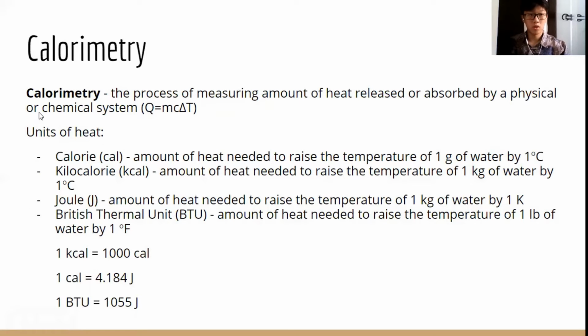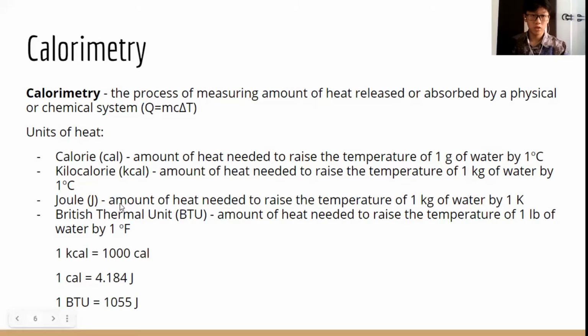Calorimetry. Calorimetry is the process of measuring the amount of heat released and absorbed by a physical or chemical system. The formula is Q, or heat, equals mass times C times delta T. Now, units of heat. There are several units of heat, and the ones that we are going to learn today are calorie, or cal, which is the amount of heat needed to raise the temperature of 1 gram of water by 1 Celsius. Kilocalorie, or kcal, is the amount of heat needed to raise the temperature of 1 kilogram of water by 1 Celsius.